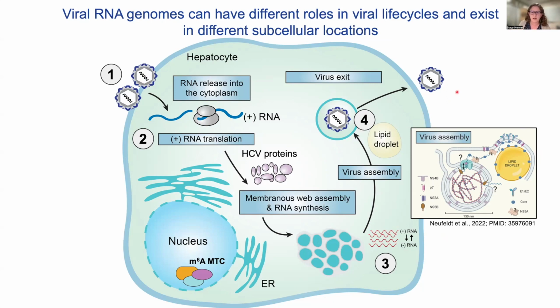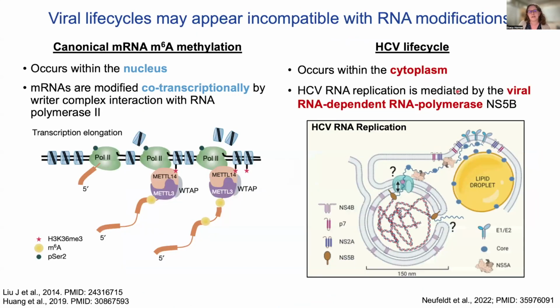I want to mention that sometimes your viral life cycle may appear incompatible with how an RNA modification could be added onto it. So for example, you might know that canonical methylation takes place in the nucleus co-transcriptionally. Hepatitis C virus replication, for example, is in the cytoplasm. It doesn't use RNA polymerase II. I've already mentioned it uses this RNA-dependent RNA polymerase. So how could that work?